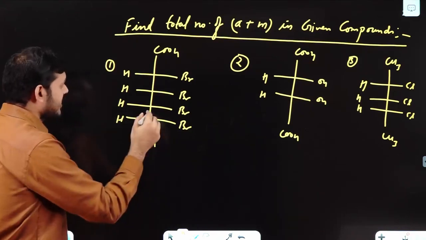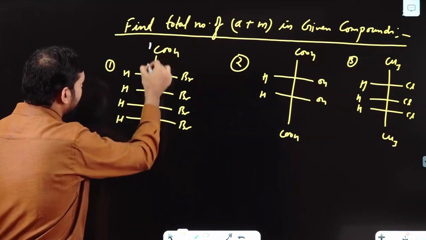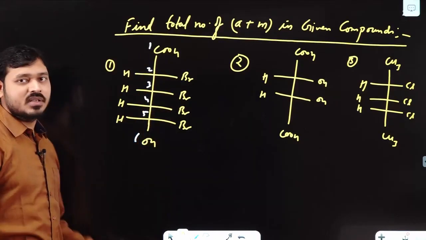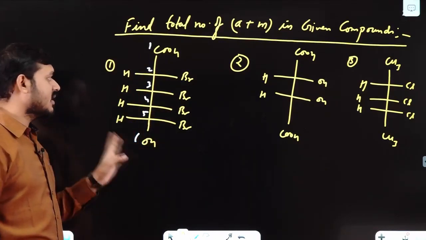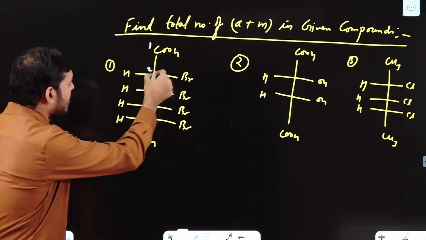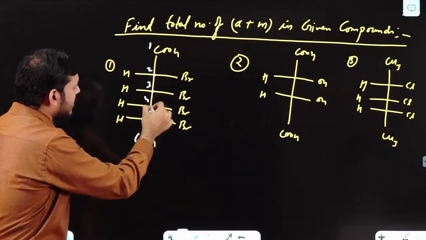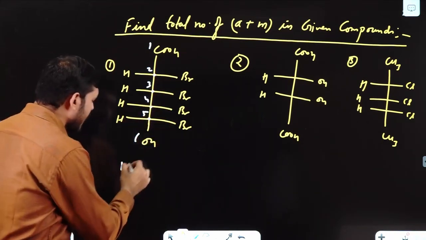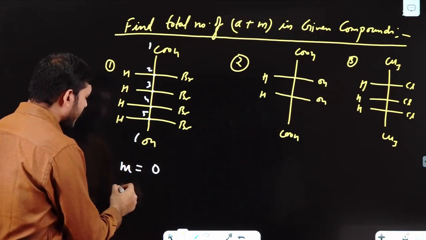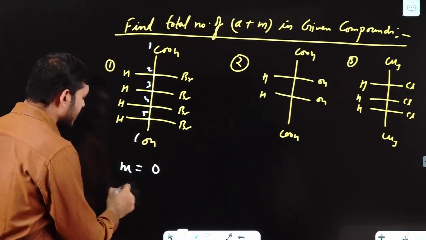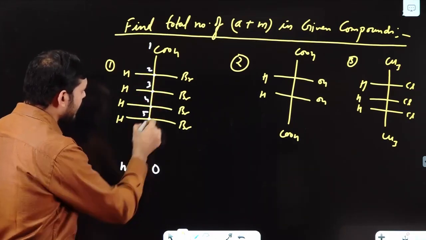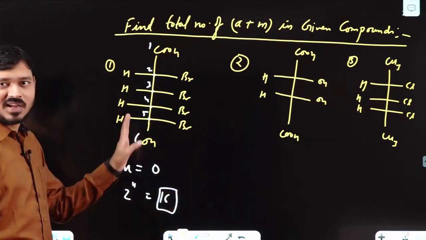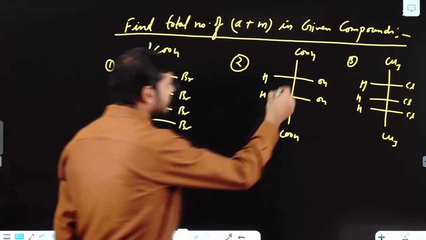Okay, so let's see. See, in this one, if I have to make numbering 1, 2, 3, 4, 5, 6, can numbering be done from both sides? No, only one side. It is unsymmetrical. There are 4 chiral centers, carbon number 2, 3, 4 and 5, but there is no meso part. So simply I can say by observation meso 0, and active or total number of stereoisomers 2 to the power n, 16. Clear? Okay. Check this one.